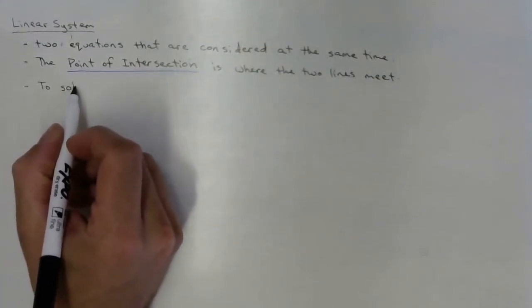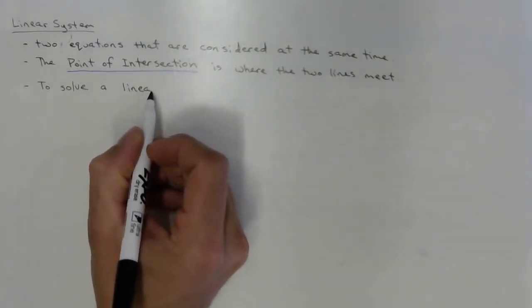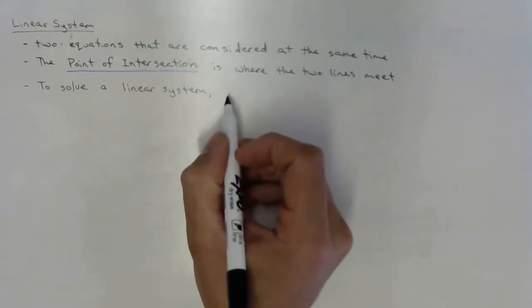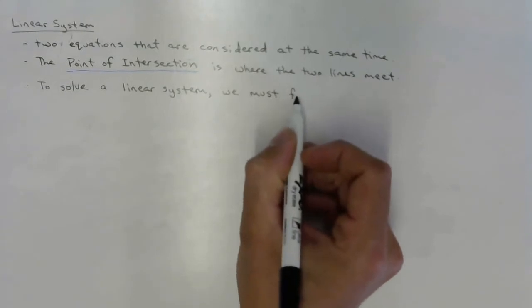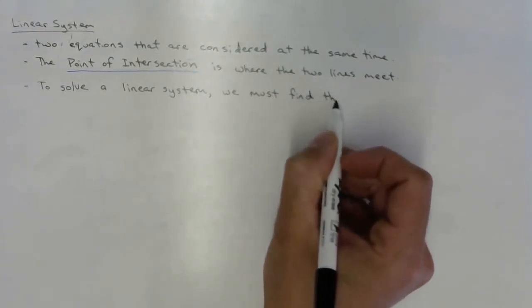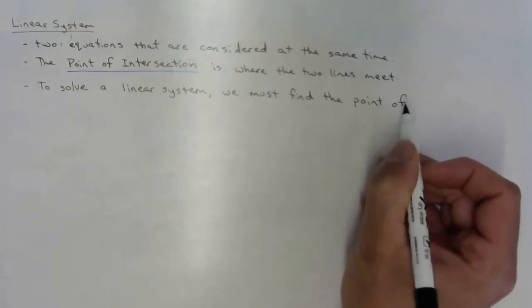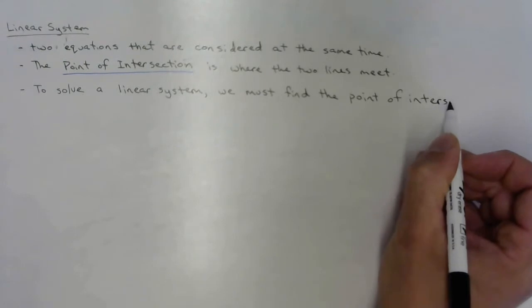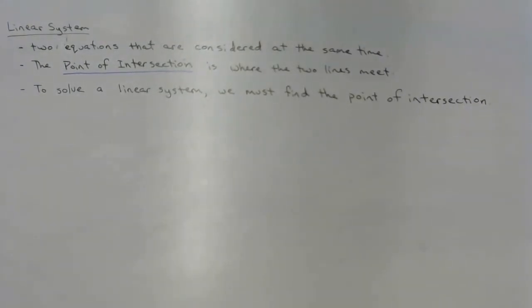Third point: to solve a linear system, we must find the point of intersection. Okay, so that's the goal.